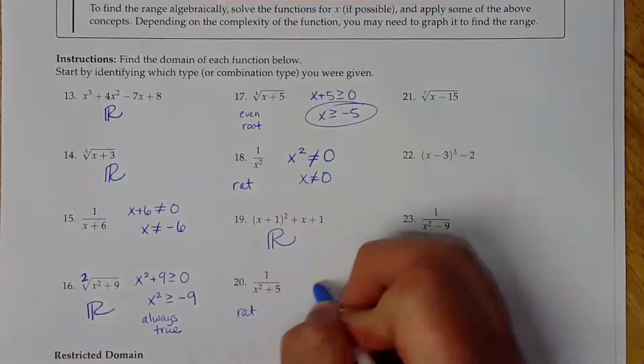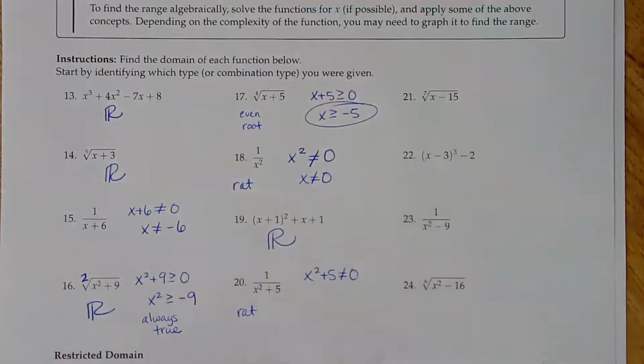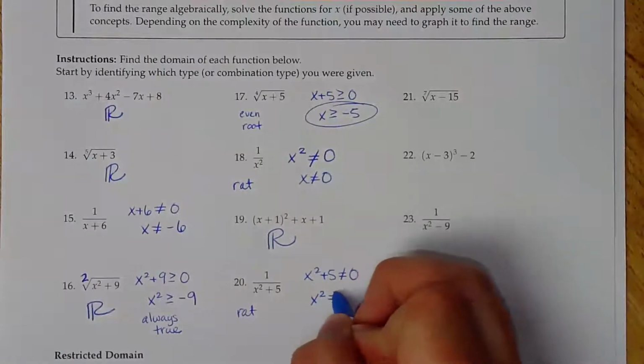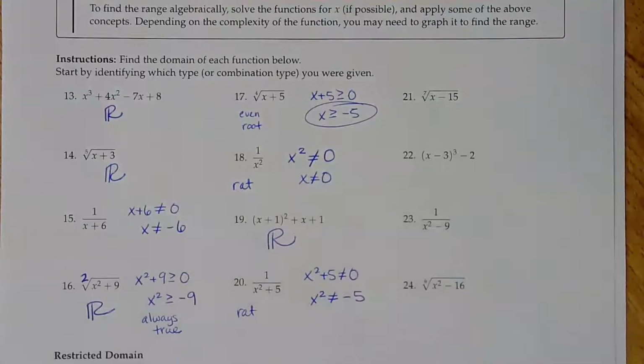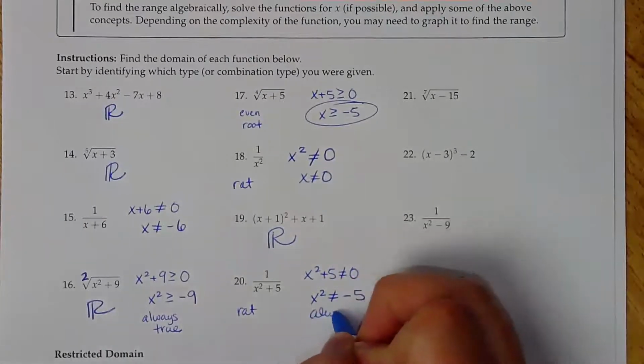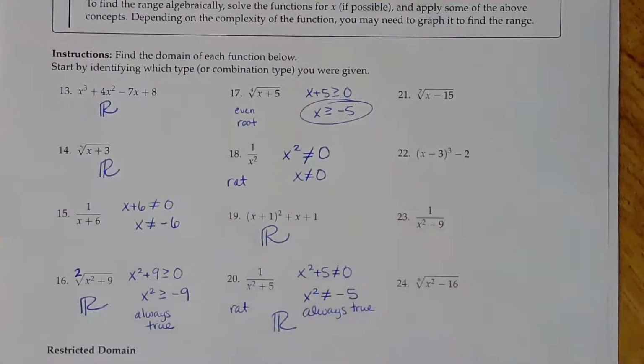So for a rational function, I just need the denominator to not be 0. So if x squared plus 5 is not 0, then if I subtract 5 from both sides, I get x squared cannot be -5. And that's always true in the reals, right? I'd have to use imaginary numbers if I wanted to try and take the square root of that, and we're not dealing with imaginary numbers. So this is also always true. So I get all real numbers for this one.